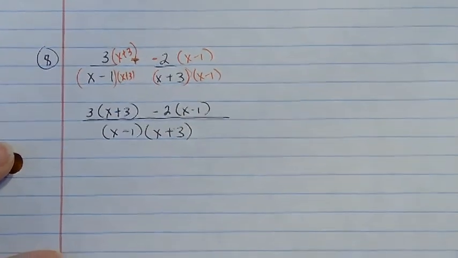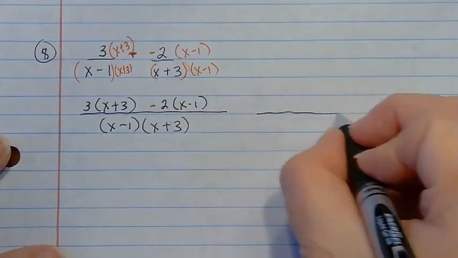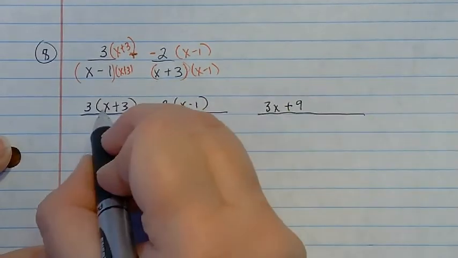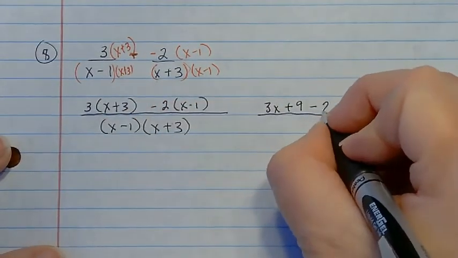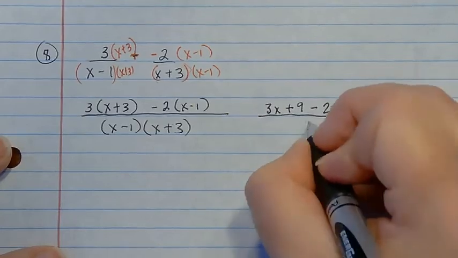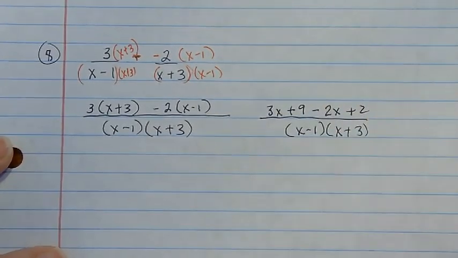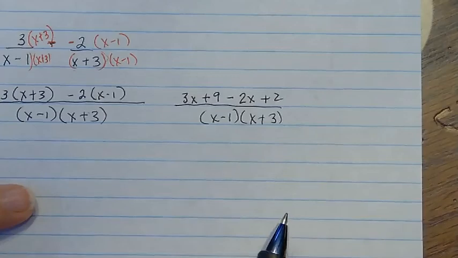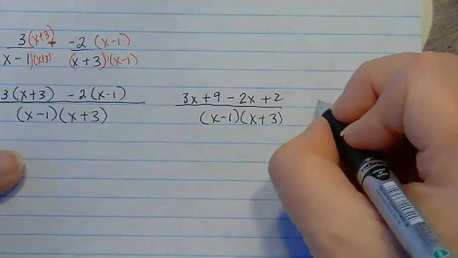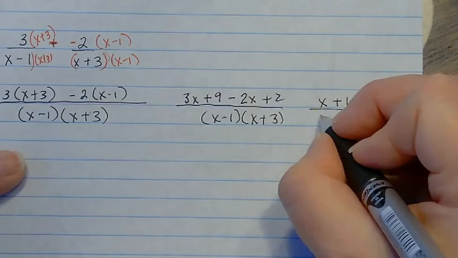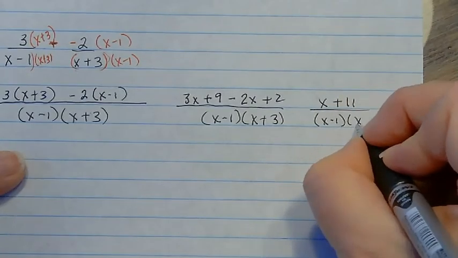So now I'm going to adjust the numerator. 3x plus 9, so I'm just distributing, minus 2x plus 2 over x minus 1 times x plus 3. And then I can put my like terms together. 3x and negative 2x is x. 9 plus 2 is 11 over x minus 1 times x plus 3.